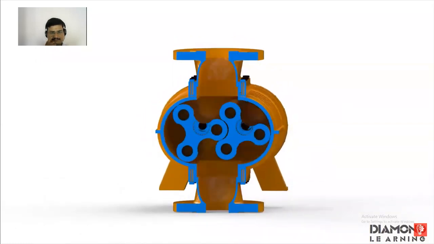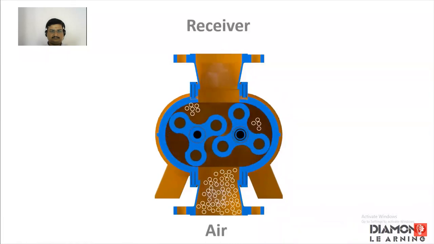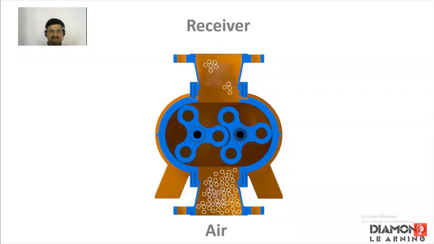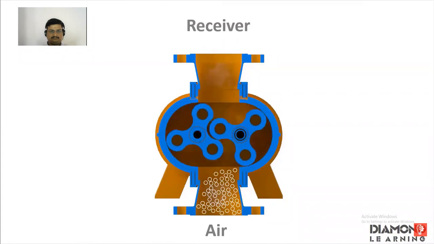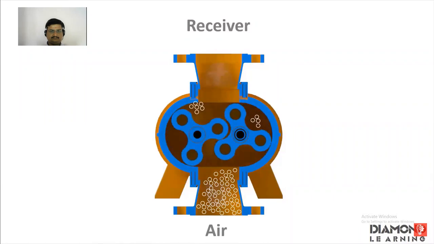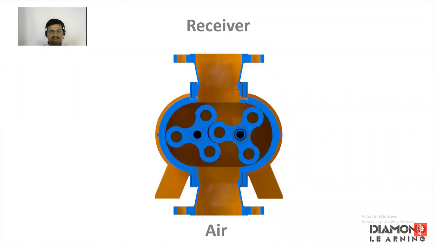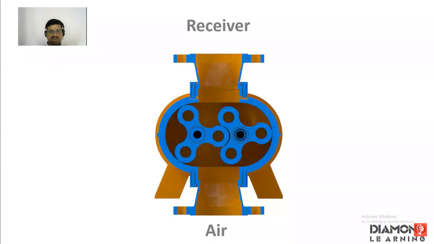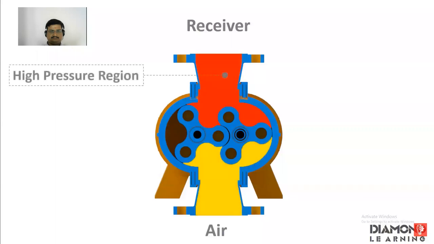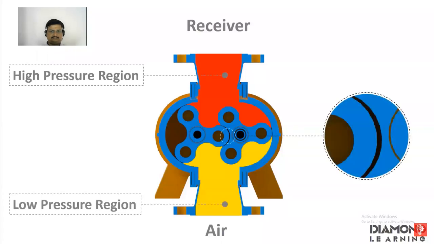As the rotors rotate, the air at atmospheric pressure is trapped in the areas formed between the lobes and casing. The rotary motion of the lobes delivers the entrapped air into the receiver. Because of this, more and more air flows into the receiver and this increases its pressure. Eventually, the air at a higher pressure is delivered from the receiver. Because of the geometrical shape of the rotors, the areas inside the casing are divided into two regions, a high pressure region and a low pressure region. Although there is a small gap of around 1 mm between rotors and casing, which can only be minimized, not eliminated.